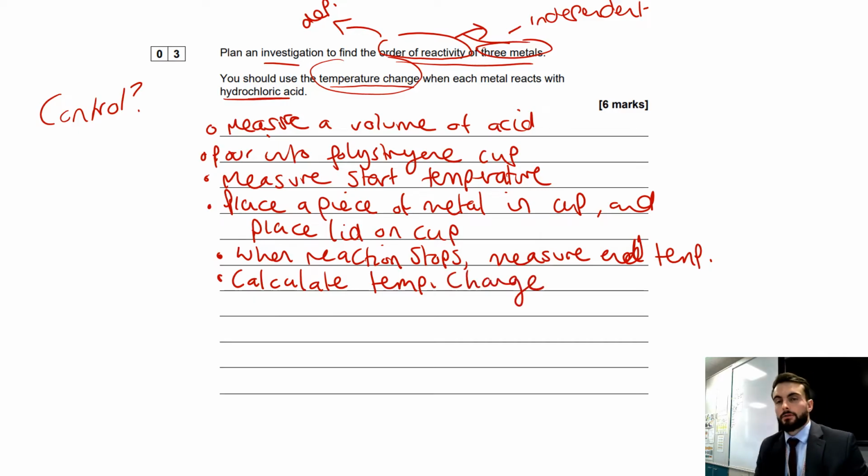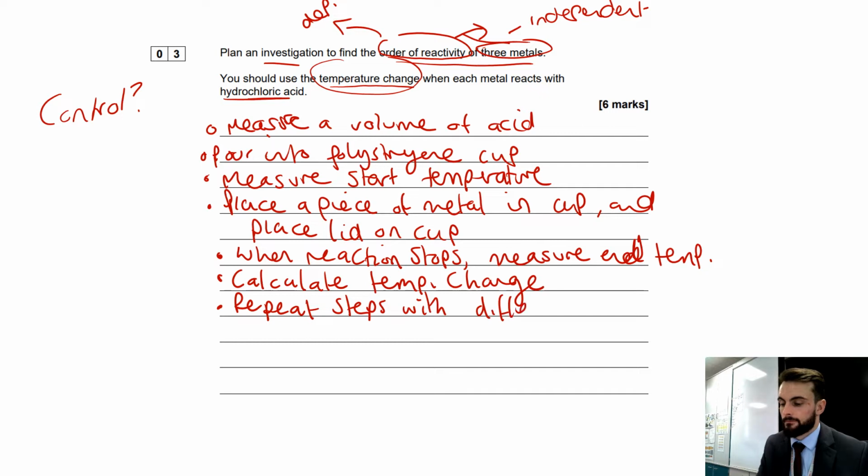Okay, once we've done that, we talked about what the independent variable is. So we've done that exact same method. So we just repeat the steps with different metals. And if we wanted to make it more accurate, this is where we're talking your 5, 6 marks, you repeat each one 3 times and calculate a mean.